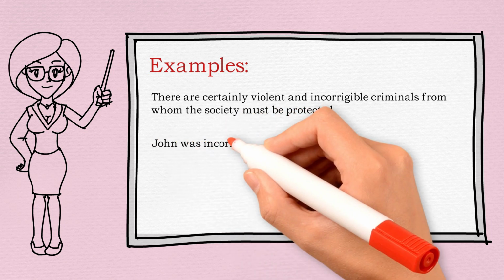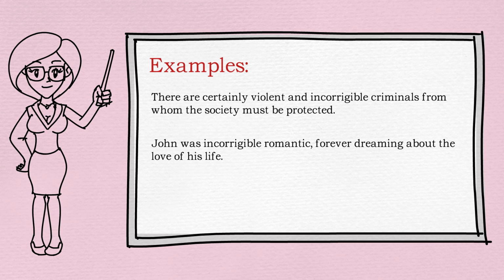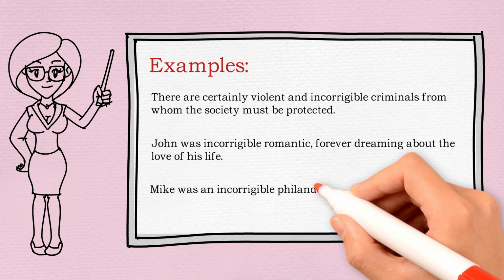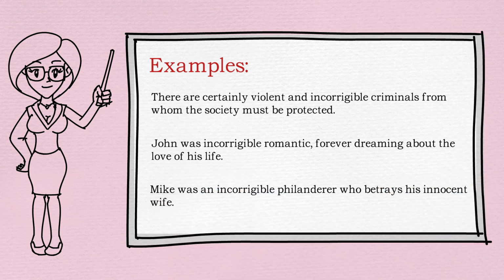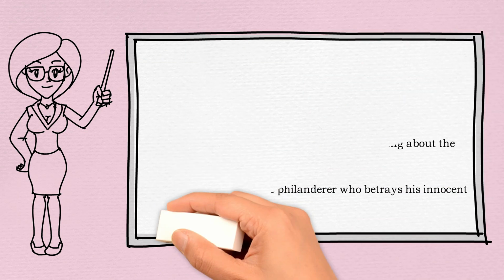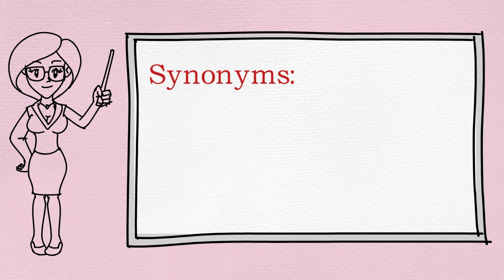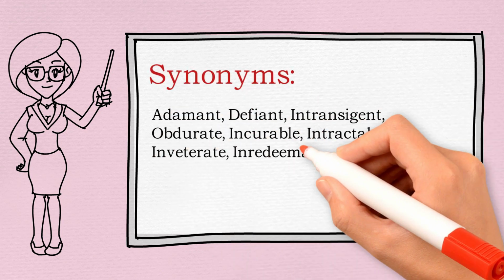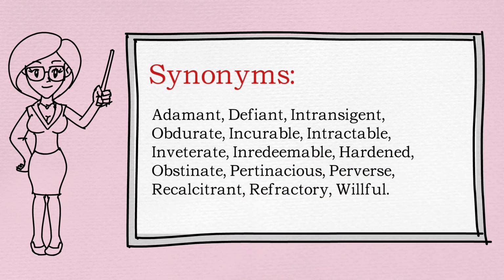Example 2. John was an incorrigible romantic, forever dreaming about the love of his life. Example 3. Mike was an incorrigible philanderer who betrays his innocent wife. Some of the terms referring to similar meaning to the word incorrigible are adamant, defiant, intransigent, obdurate, incurable, intractable, inveterate, irredeemable, hardened, obstinate, pertinacious, perverse, recalcitrant, refractory, willful.